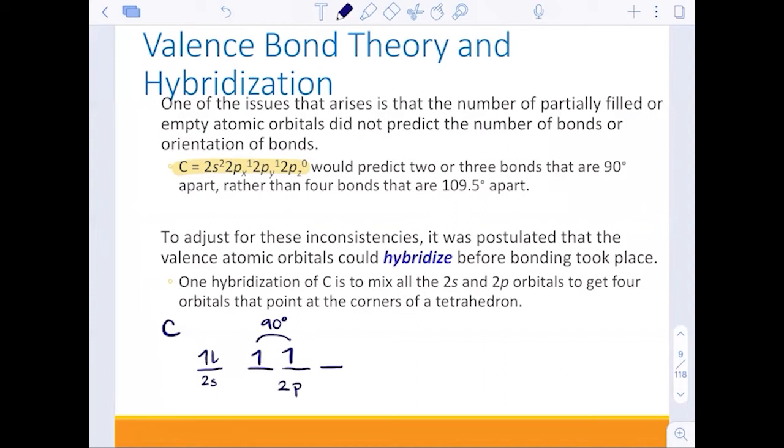Now, because of the inconsistencies when we started viewing atoms and seeing the shapes that were occurring, VSEPR theory was born. But then what happened was scientists were really baffled by the inconsistencies. And so it was postulated that valence atomic orbitals could hybridize before bonding took place. And so one hybridization of carbon is to mix the s and the p orbitals.